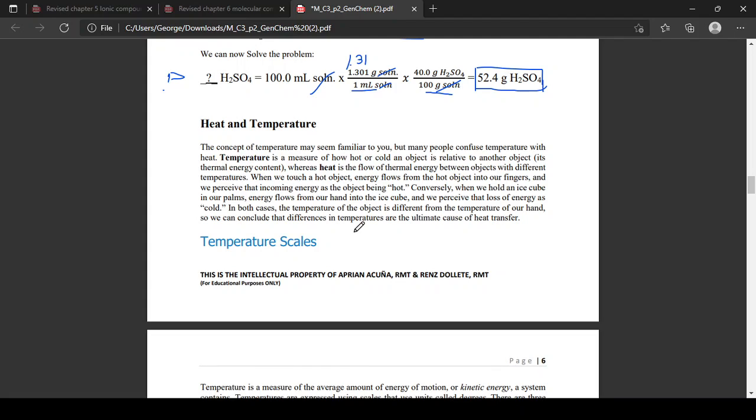When we touch a hot object, energy flows from the hot object into our fingers, and we perceive the incoming energy as being hot. Conversely, when we hold an ice cube in our palms, energy flows from our hand into the ice cube. We perceive that loss of energy as cold. In both cases, the temperature of the object is different from the temperature of our hand. So we can conclude differences in temperature are the ultimate cause of heat transfer.